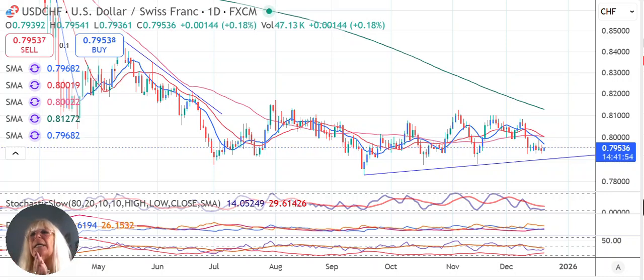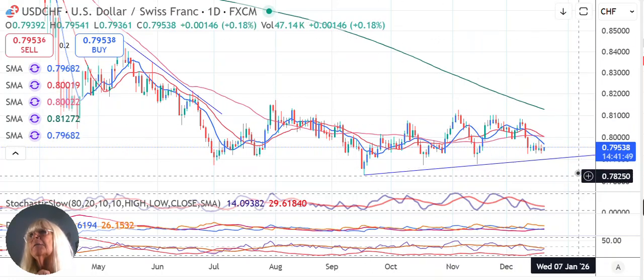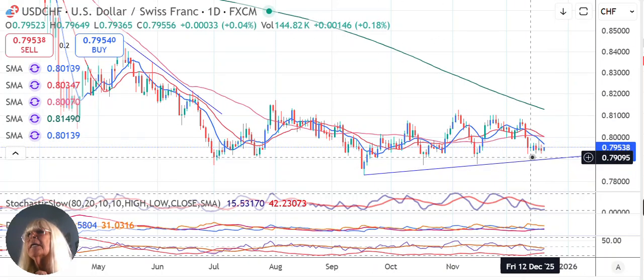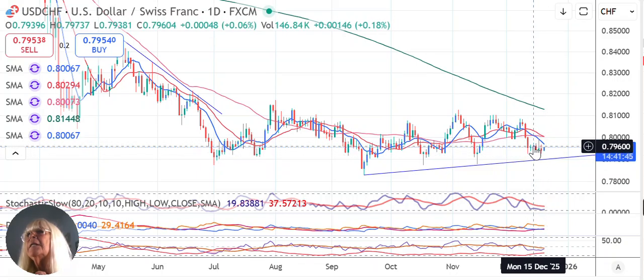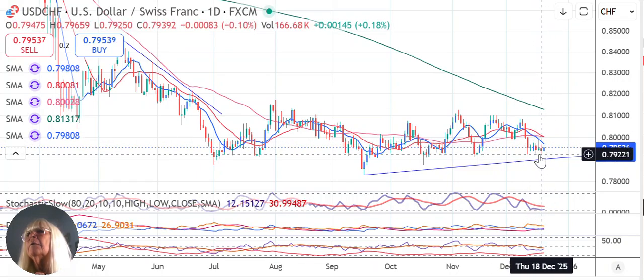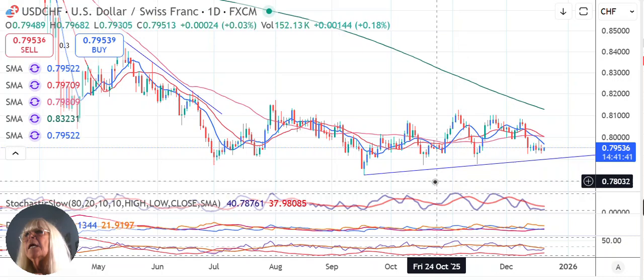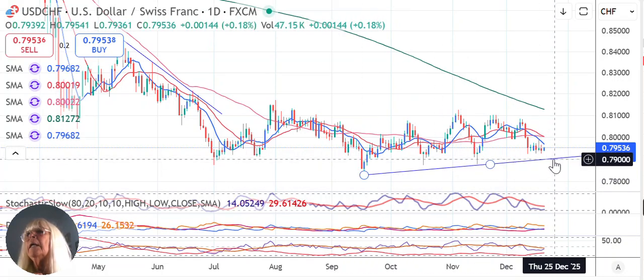So this is the daily chart, and you can see the market dollar Swiss has been consolidating around this sort of little glut of support and resistance. I've put a support line in. It's not a trend line because it's only got 2 points, not 3, and you need 3 points.